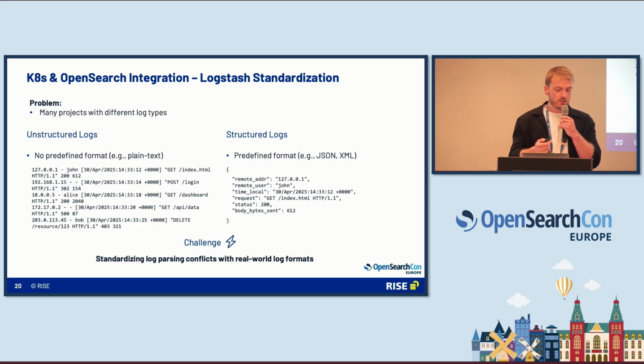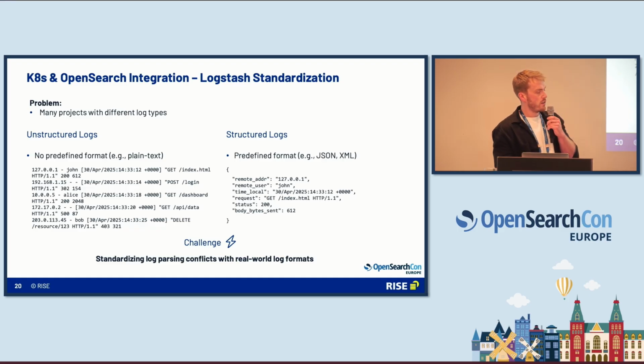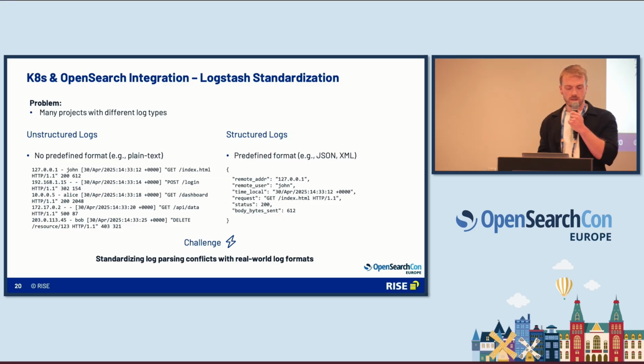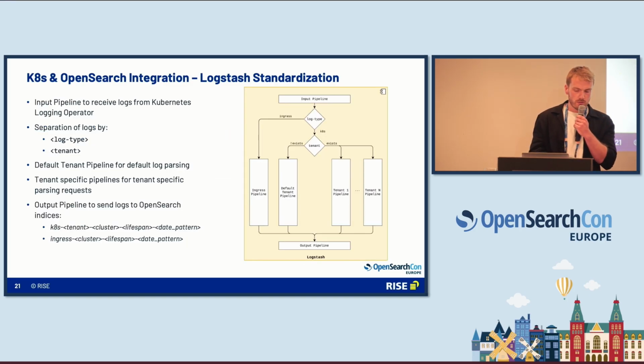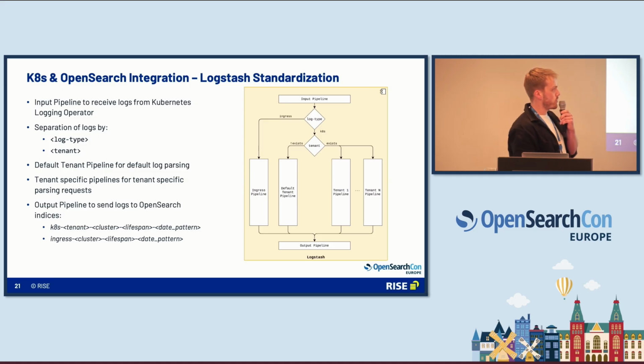And so the challenge now is that the attempt of trying to standardize log parsing kind of conflicts with real-world log formats. To tackle this problem, we came up with a modular Logstash architecture, which basically just has one input pipeline at the very top to receive all the logs from the Kubernetes operator. Within this input pipeline, we separate the logs by the log type. If we're dealing with ingress logs, we know that we will have a predefined format. So one ingress pipeline will suffice to do all the parsing for us.